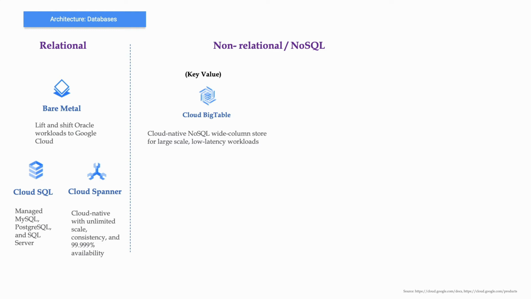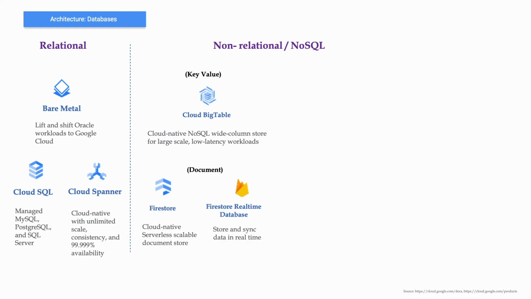On the non relational side, we have Cloud Bigtable, which is a key value store. It's a cloud native NoSQL wide column store for large scale and low latency workloads. It provides very high throughput, low latency reads and writes, and endless scale. It's really ideal for real time access or very large analytical workloads. Cloud Bigtable is also used for recommendation engines, fraud detection, and ad tech kind of use cases.